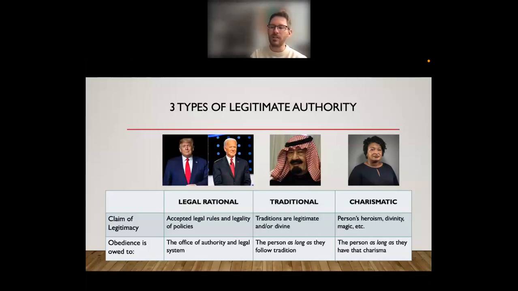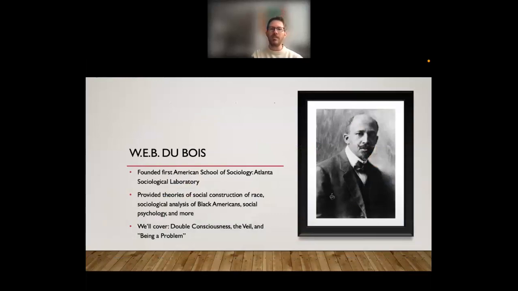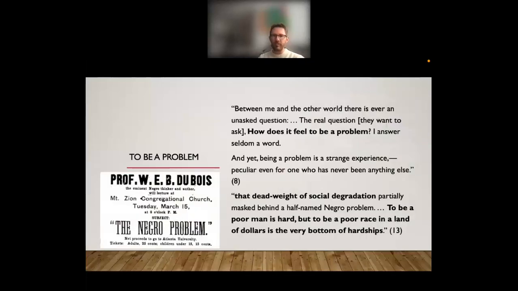Okay, let's move on to W.E.B. Du Bois. He founded the first American School of Sociology at the University of Atlanta and provided theories of the social construction of race, sociological analyses of Black Americans, social psychology, and more. He was one of the most influential sociologists, even though he was marginalized by his fellow white scholars. So today we're going to cover 3 different aspects of his sociology, including double consciousness, the veil, and being a problem. We'll start with the latter.